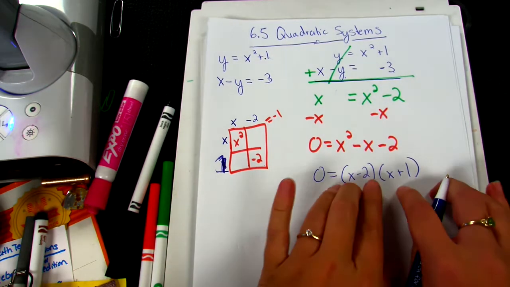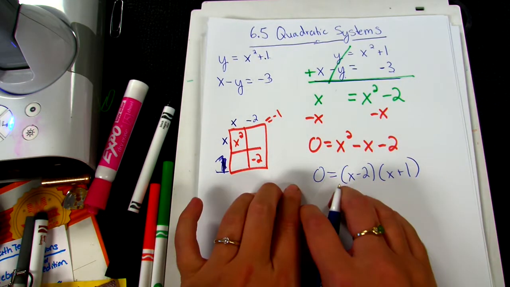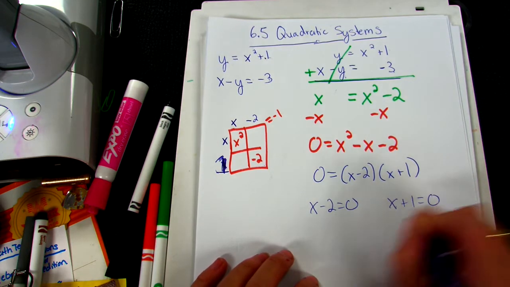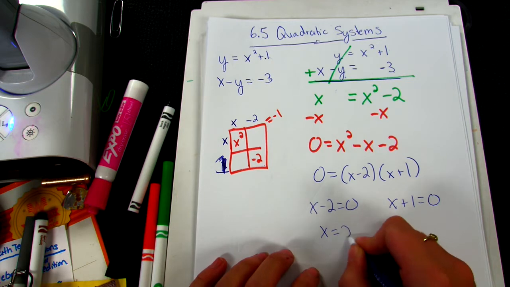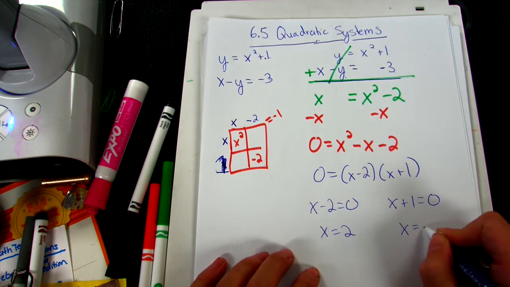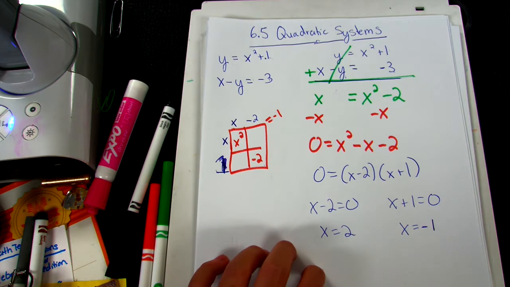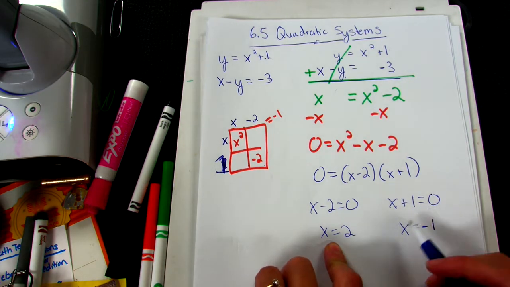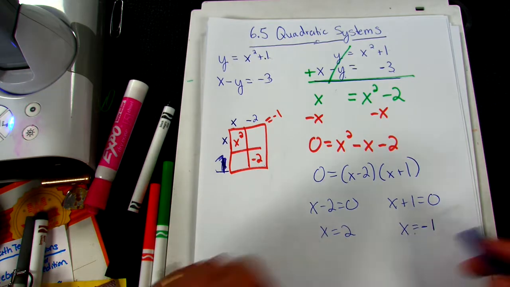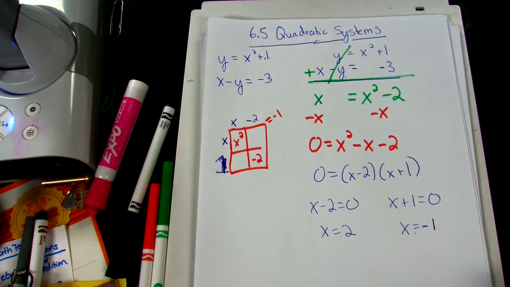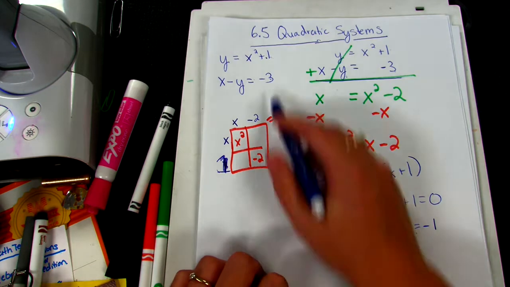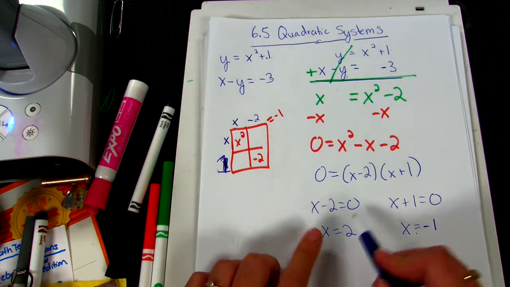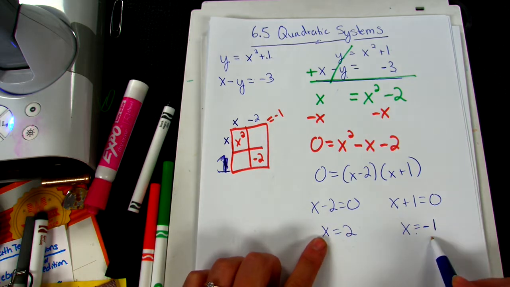And remember, when you have two factors that equal 0, that means that x minus 2 is 0, or x plus 1 is 0, which means that x is 2, or x is equal to negative 1. Okay, so that tells us two x values, right? Before, when we solved the system, we took our x value and we plugged it back into our original equation to get the y. Well, now we have to do that twice. We have to do it for this x value and then this x value.